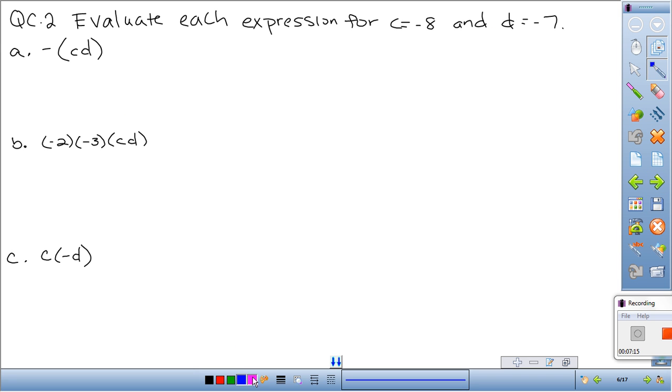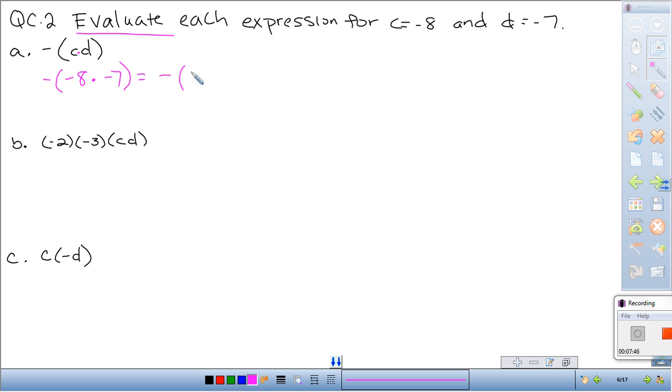Let's look at these quick checks. So again, we're evaluating, which just means substitute and solve. So I have the opposite of C times B. So C is negative 8 times B, which is negative 7. And I have to follow PEMDAS here, which tells me we need to simplify the parentheses first before we deal with this negative outside the parentheses. So I have the opposite of negative 8 times negative 7. A negative times a negative.